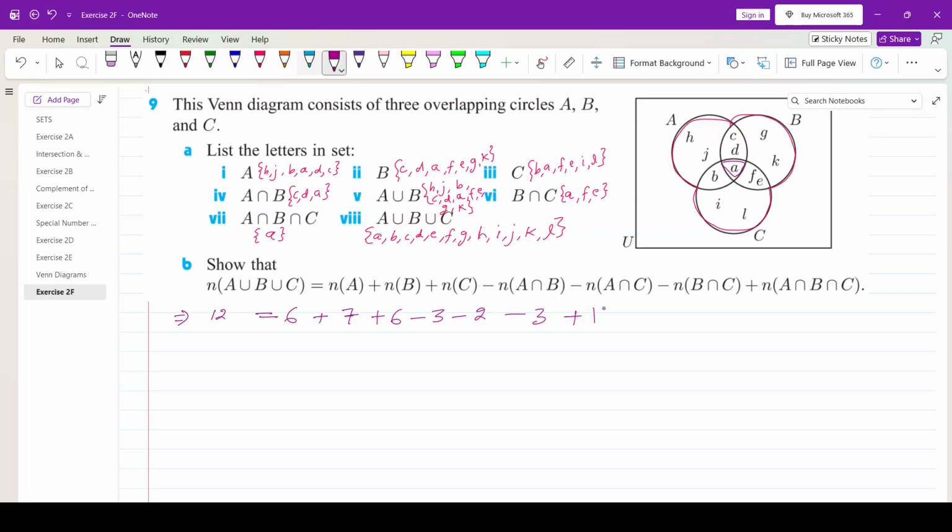So only one element. Now the negative numbers add up to 3, 3, and 2, that is negative 8. Negative 8, and positive numbers add up to 20. So 20 minus 8 is 12. Hence the left hand side is equal to the right hand side. Hence shown. Let's move on to the next question.